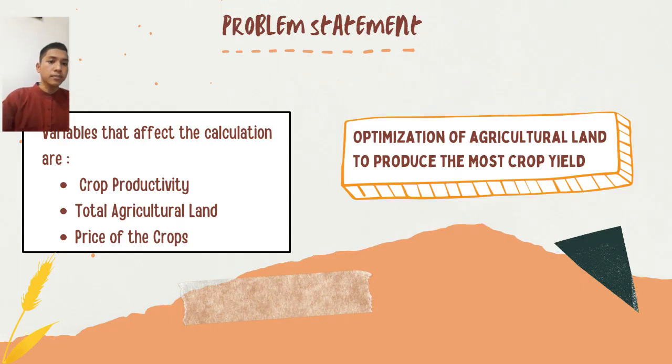And there's a problem statement. There are three variables that will affect the calculation we're going to do. The first one is the crop productivity, the second is the total agricultural land, and the third is the price of the crops. Why does it affect our calculations? Simple. The more crop production you get from farming, the more agricultural land you use for farming, and the higher the price of the crops after farming, the more profit we will get in the end.